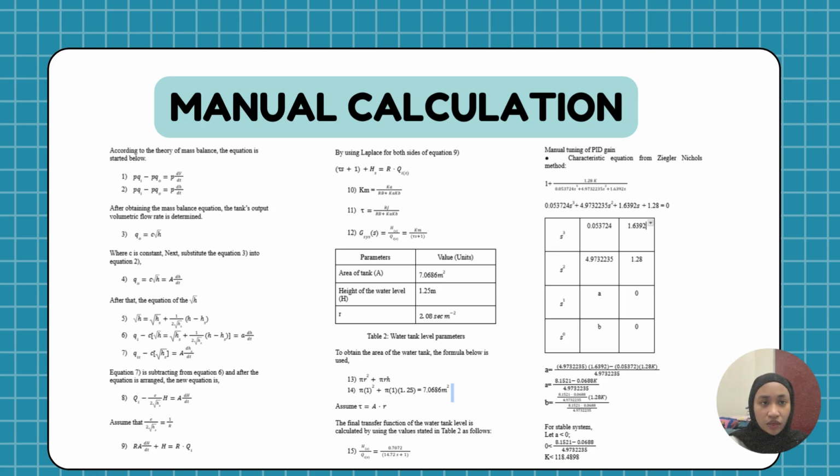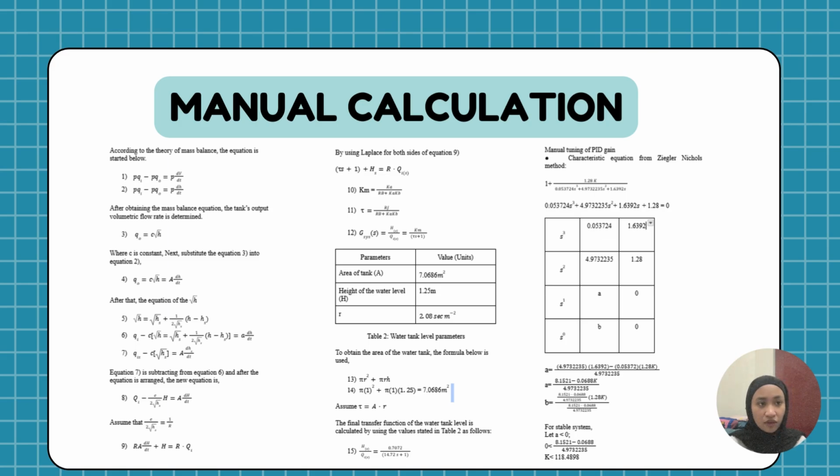First, we have to find the mass balance from the equation, and next, we have to find the value of R. To find the value of R, we have to use the formula from the slide, which is Km equals Ka over Kb plus Ka multiplied by Kb, to find the value of Km.